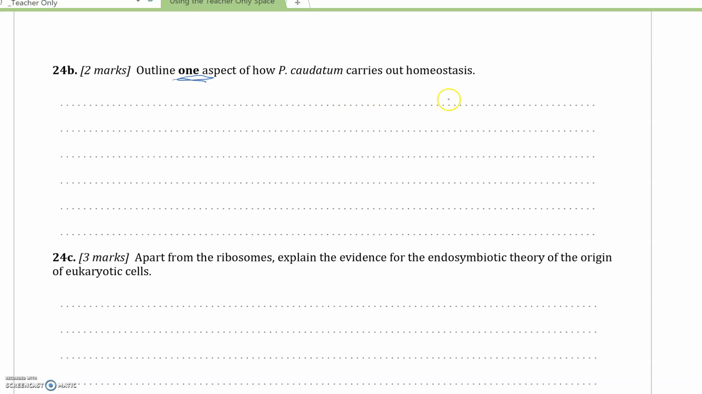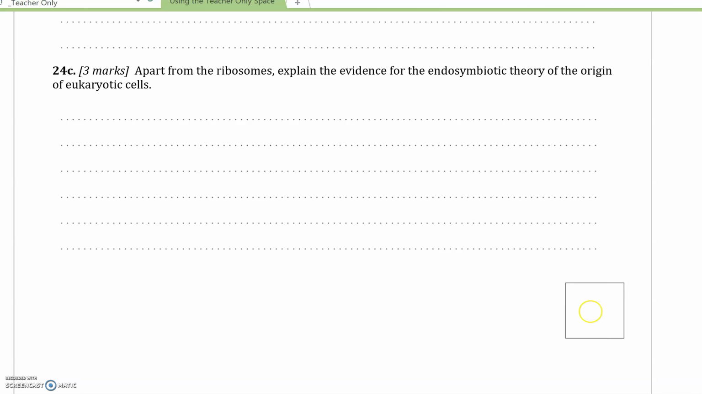Okay, for 24b, outline 1 aspect of how P. caudatum carries out homeostasis. Now, because it is 2 marks, you need to give an aspect and then something else. So you could define what homeostasis is, the maintenance of a constant internal environment. In this instance, we're talking about the role of expelling fresh water. So you could talk about the fact it lives in fresh water, so water enters the cell by osmosis, and then the contractile vacuoles collect and expel the water. So those are the sorts of things that you need to be saying for those marks.